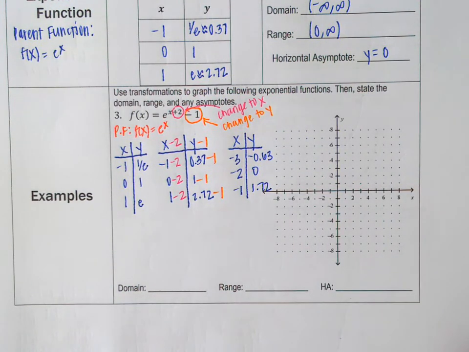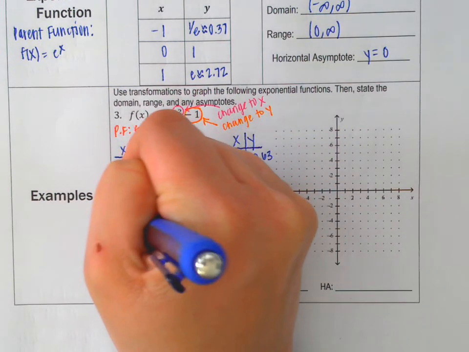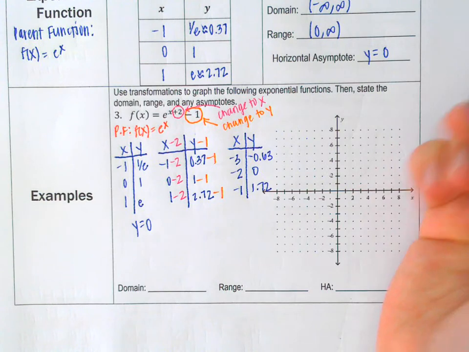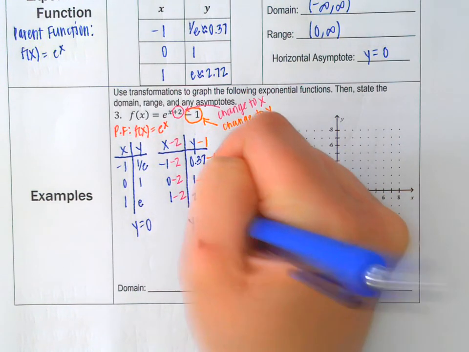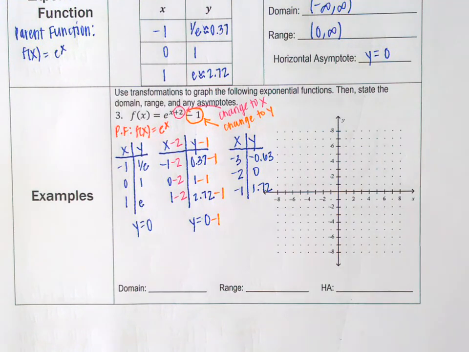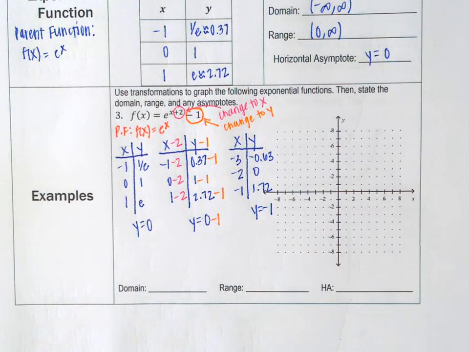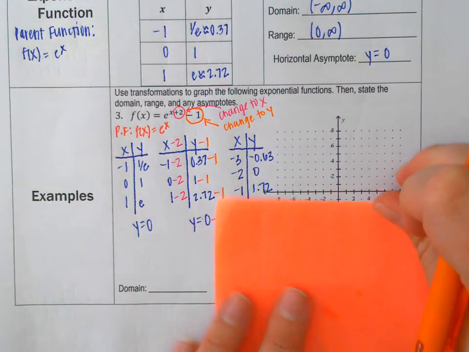Now I always want to get my asymptote. So if you haven't already thought about what your asymptote is, I want you to pause me here and think about what your asymptote is on your own. We know the parent function is y equals 0. We think, what happened to all of my y values? Well, they were subtracted by 1. So my new asymptote is at y equals -1. So I'm going to graph that.